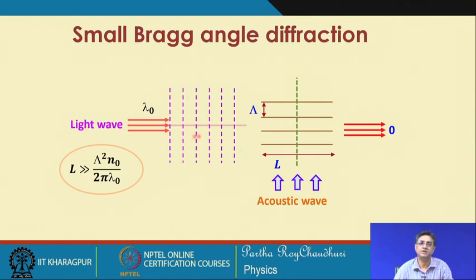The light wave will see a volume phase grating, and in that case we will have only one order of diffraction, plus order or minus order. In addition to the 0th order, there will be a coupling between this 0th order and the first order diffraction.